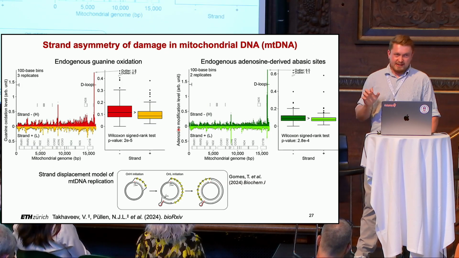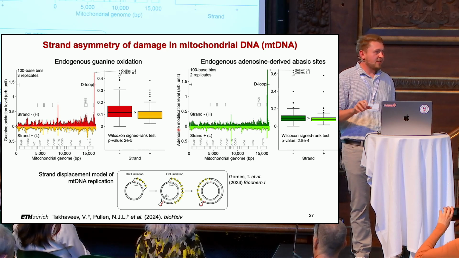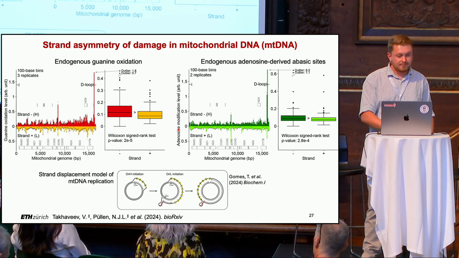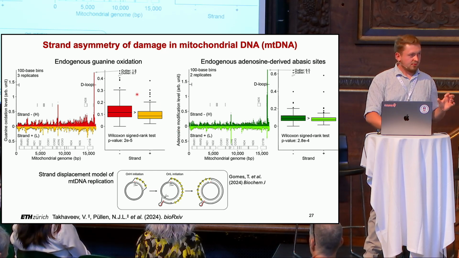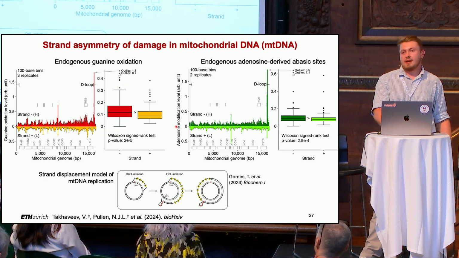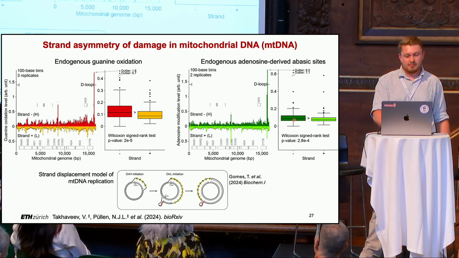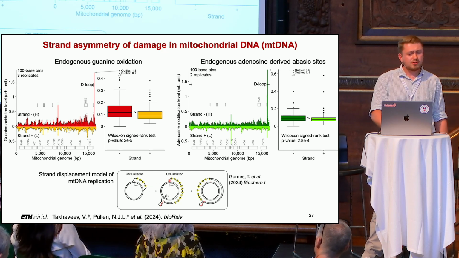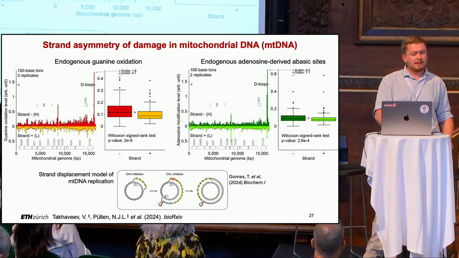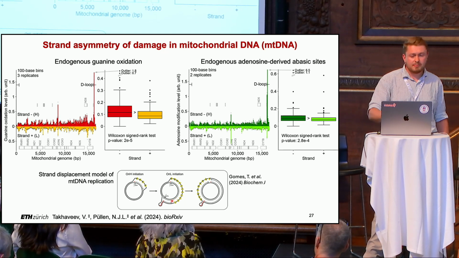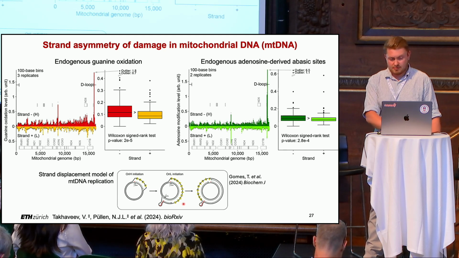The ultimate place, I think, to look for DNA damage and DNA modifications is the mitochondrial genome because of the proximity to the reactive oxygen species. We found that the minus or heavy strand of the mitochondrial DNA accumulates more guanine oxidation and also abasic sites that are derived from adenosines. And this is in line with the currently dominant view on the replication mechanism of mitochondrial DNA. So in this strand displacement model, the minus or heavy strand is exposed as a single strand for a longer period of time. Therefore, it may be more vulnerable.